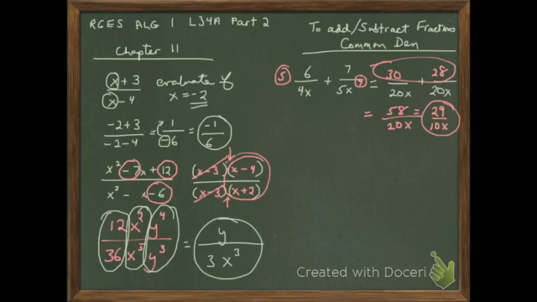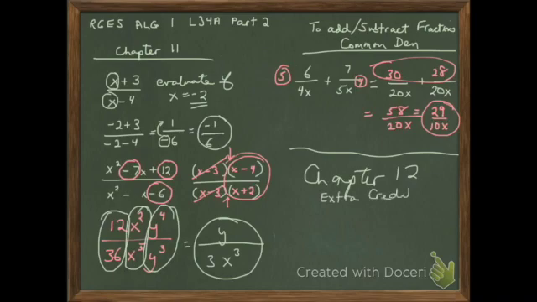Now, chapter 12, and the last thing we'll do here, chapter 12 is going to be extra credit. And we'll have 5 extra credit questions, and they'll all relate to the square root.